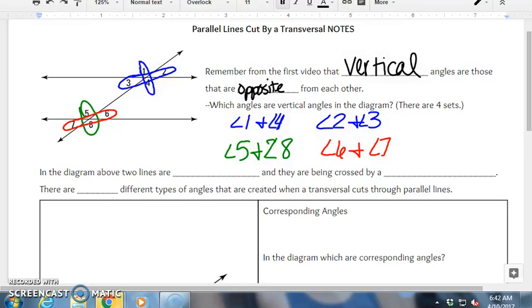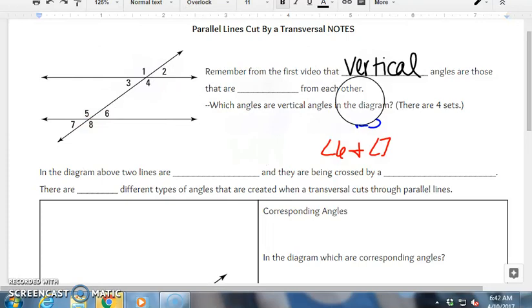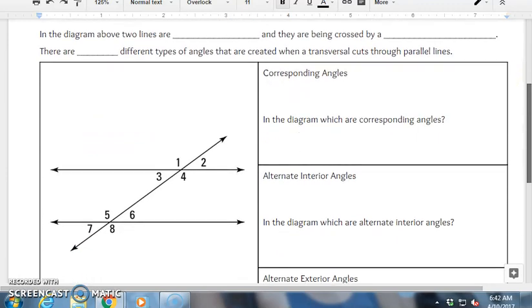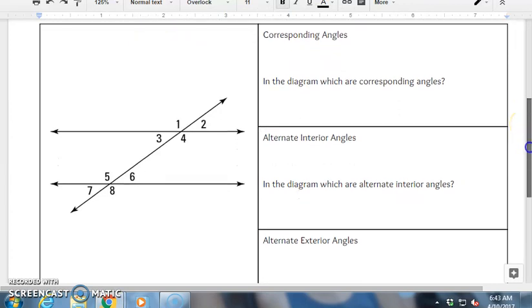All right, in the diagram above, two lines are parallel. Kind of already talked about that. So two lines are parallel, and they are being crossed, or I always say cut, by a transversal. There are 4 different types of angles that are created when a transversal cuts through parallel lines. So that's what this video is going to be about, discussing those 4 different types of angles that are created with parallel lines cut by a transversal.